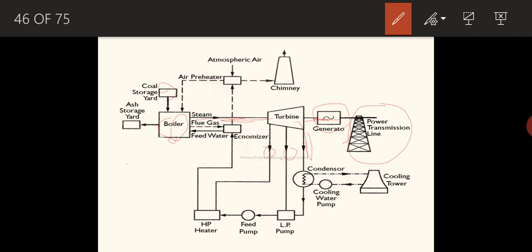This is the steam line. Okay, I think that is very clear for you. Now coming to the water side. For producing the steam, there should be enough water inside the boiler.